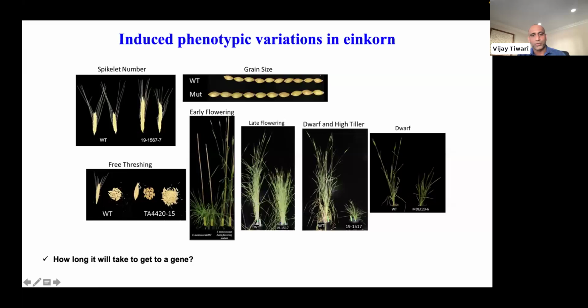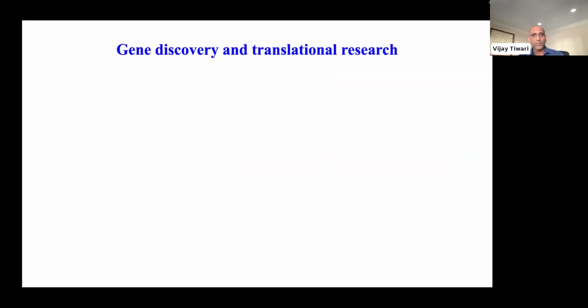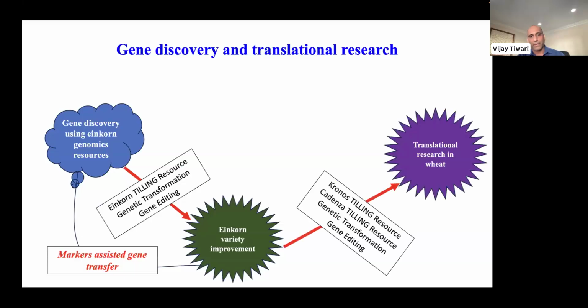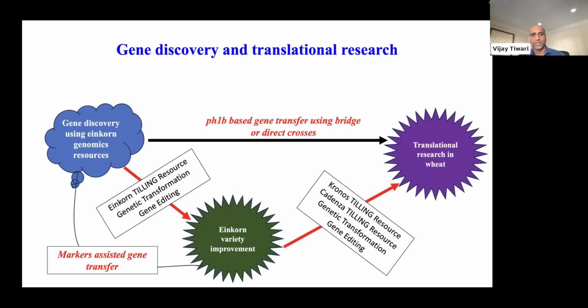We have one unique mutant that is very free-threshing monococcum, so we wanted to identify that gene. And then we are looking at some early flowering, some late flowering, and a number of dwarf mutants. We also ask the question: how long does it take to get a gene? Again, this is the same pipeline. Once we identify the gene, how fast can we deploy it into our breeding germplasm?